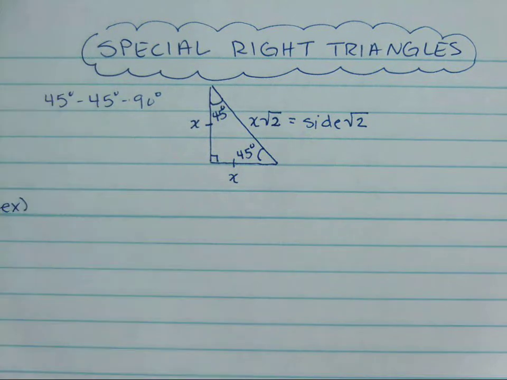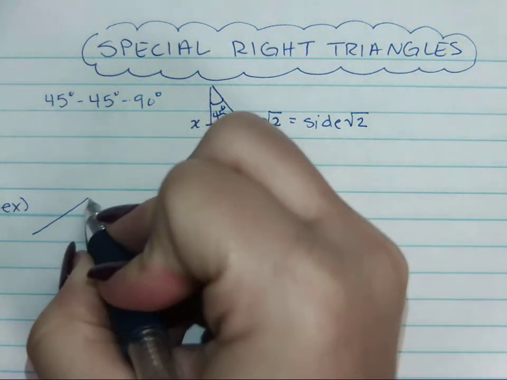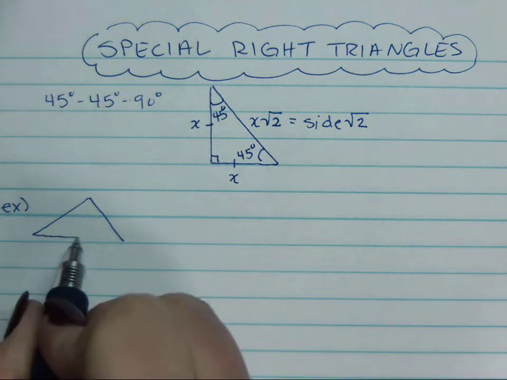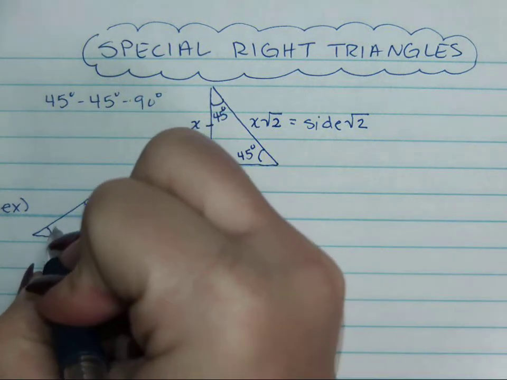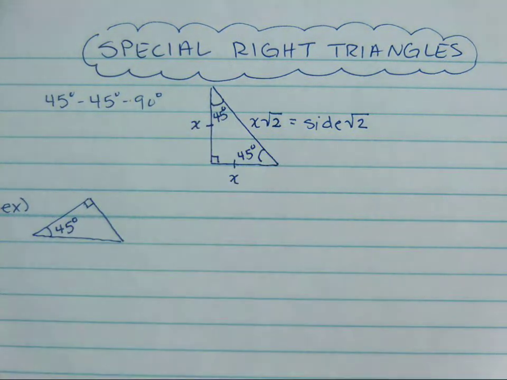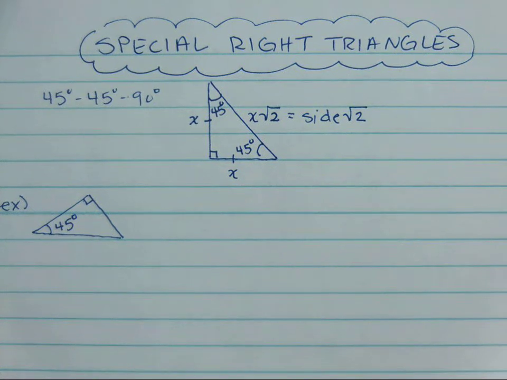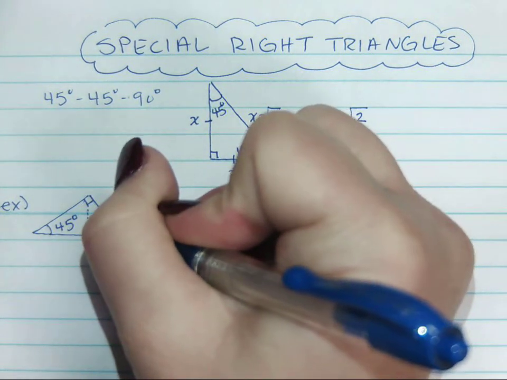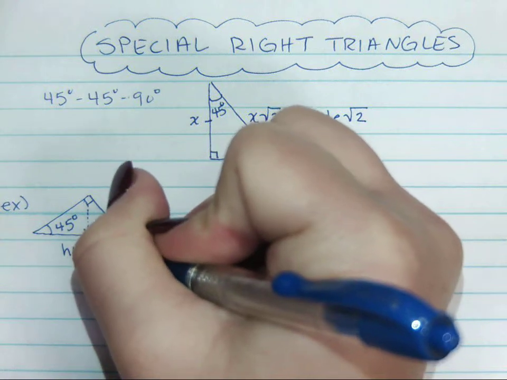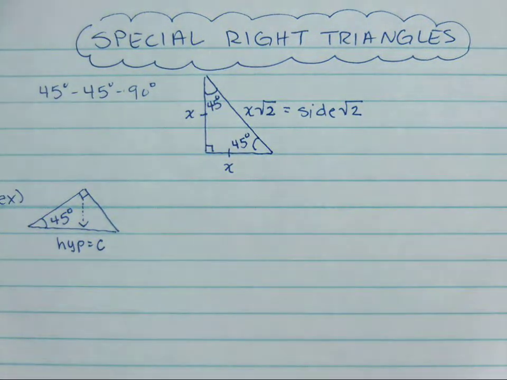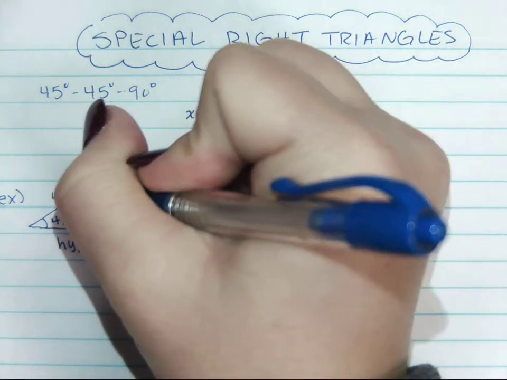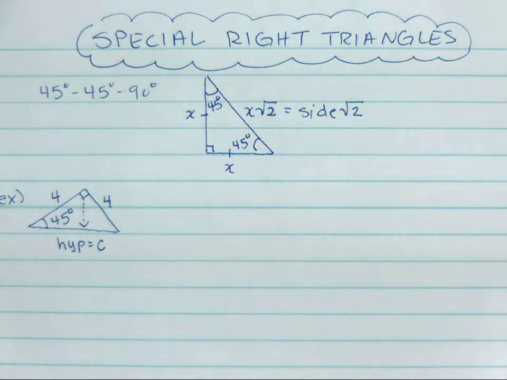Okay, so for example, let's draw ourselves a right triangle. And I'm going to label one angle 45 degrees. As long as we have one angle that is labeled as 45 degrees, or we are told it's a 45, 45, 90, then I know these characteristics. So again, the right angle always points to the hypotenuse. And I'm going to call this side C for today.